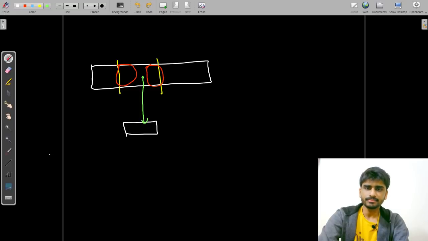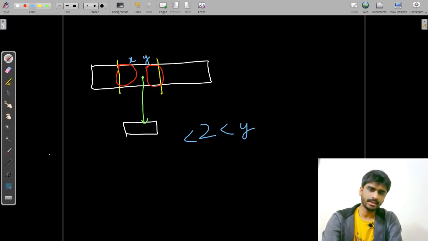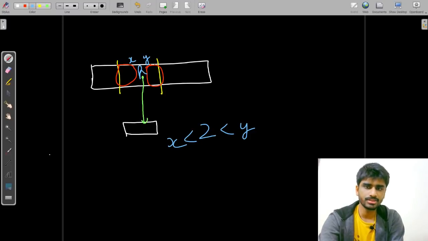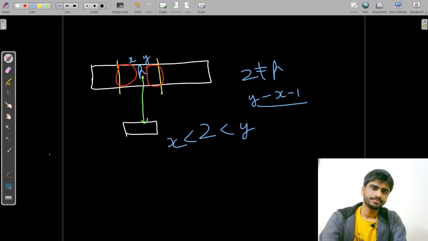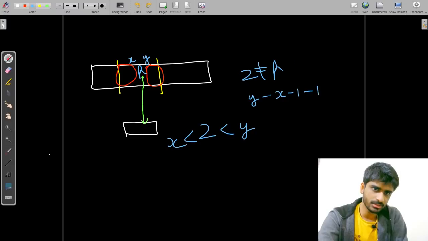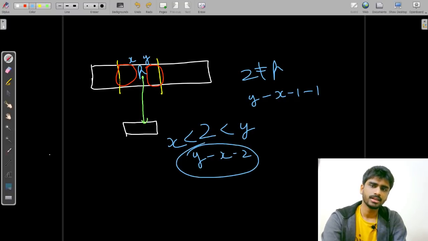Let's say this element is x and this element is y. So the element we place here, let's call it z, should be strictly between x and y. So z should be smaller than y and greater than x, and it should not be the original value. Let's say the original was p, so z is not equal to p. The number of elements between x and y is y minus x minus 1, and we also subtract 1 because z is not equal to p. So we get y minus x minus 2. So these many choices are there for this element, and we add y minus x minus 2 to our answer.